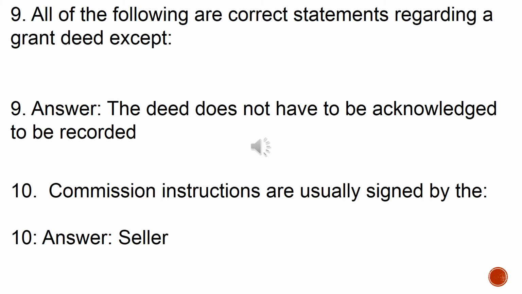Question number 9. All of the following are correct statements regarding a grant deed except? Answer: the deed does not have to be acknowledged to be recorded. Question number 10. Commission instructions are usually signed by the? Answer: seller.